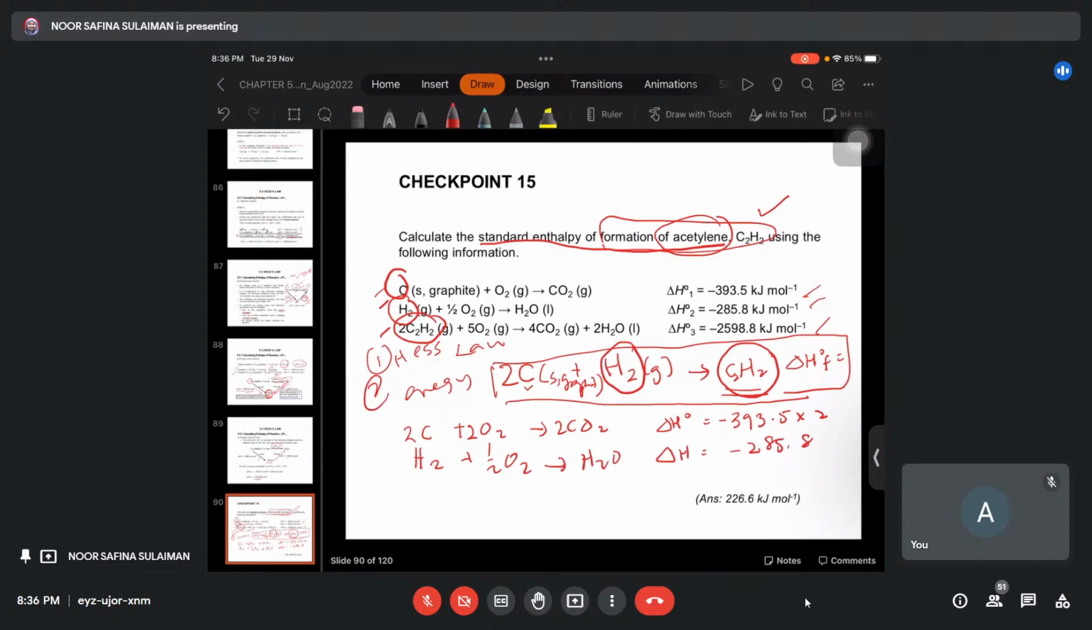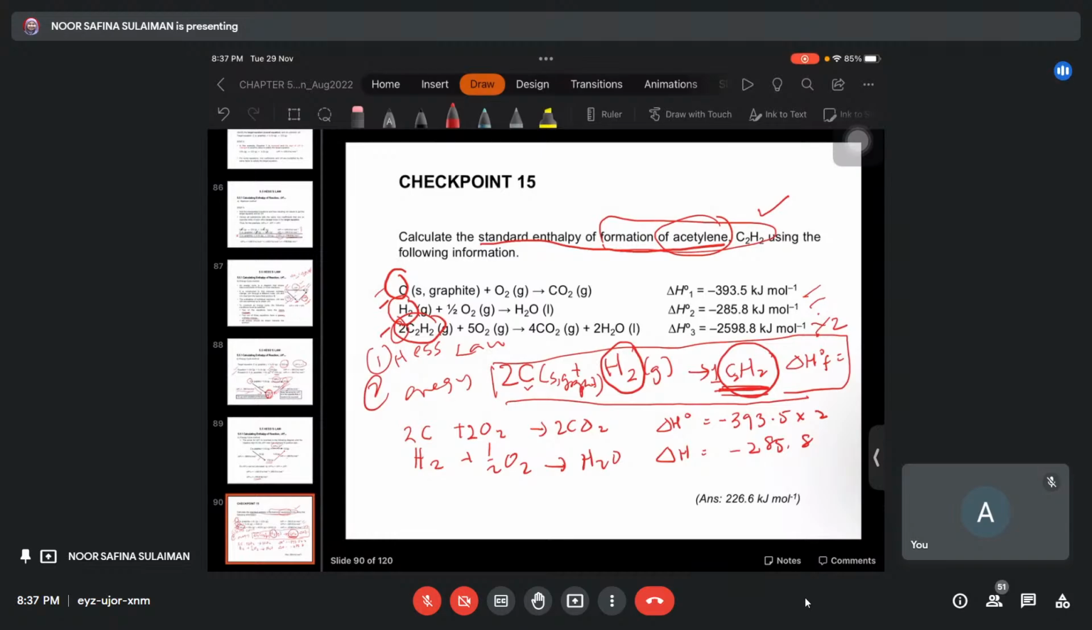Okay, how about number 3? Number 3 kita nak fokus kepada C2H2. Okay, C2H2 tapi dia berada di sebelah kiri tapi target kita di sebelah kanan. So apa kita perlu buat ialah kita perlu reverse the equation and then one more thing, kat sini kita perlukan 1 mole tapi dalam equation ni ada 2. So apa kita perlu buat? Kita kena bahagikan semua ni dengan 2.